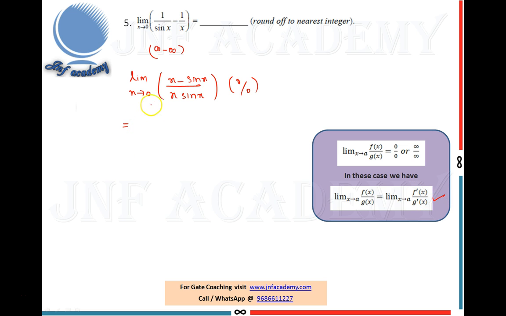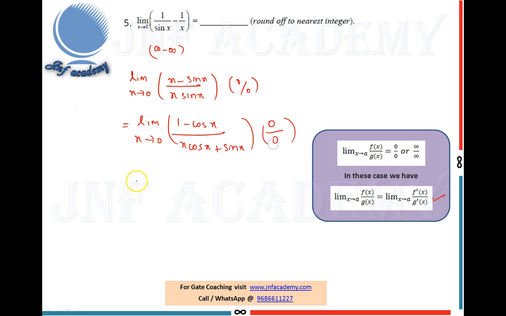So in this step, I use L'Hospital rule, that is limit x tends to 0, differentiation of x minus sin x is 1 minus cos x divided by differentiation of this part is x cos x plus sin x. Separately differentiate numerator and denominator. Next, I substitute the limit. I got again 0 by 0. 1 minus cos 0 is also 1, 0, divided by 0 plus 0, so 0.